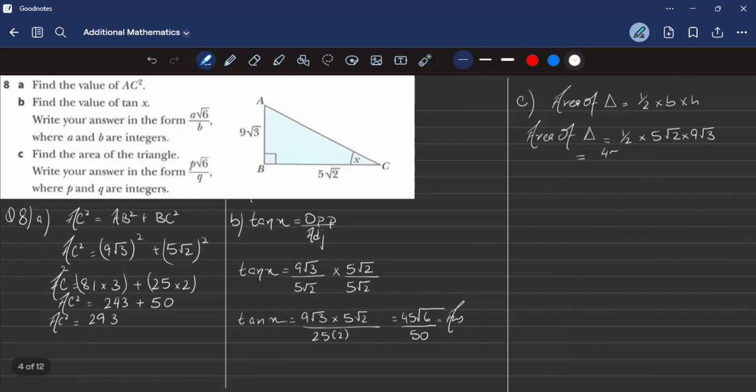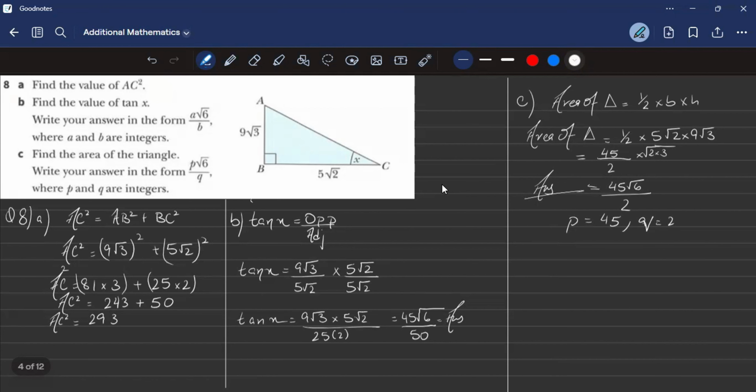So 45 over 2, and what's going to come under the root sign? Root 2 multiplied by root 3. So this is equal to 45 root 6 divided by 2. And that's it. They have also told us to find P and Q as integers. This could be your answer, but just for the sake of detail, you could even write P equals 45 and Q equals 2. And that's it for question number 8.